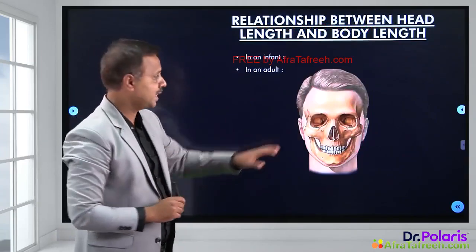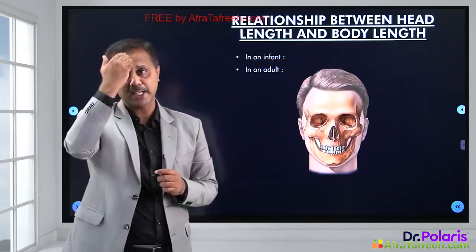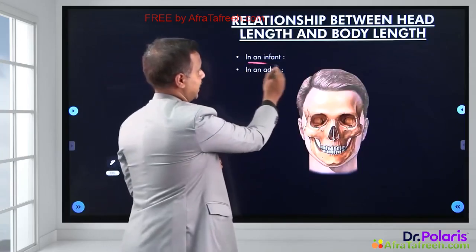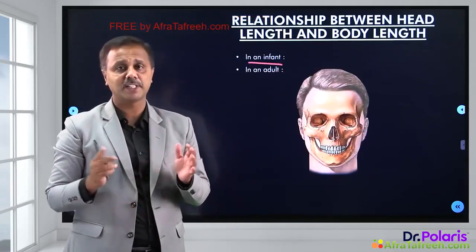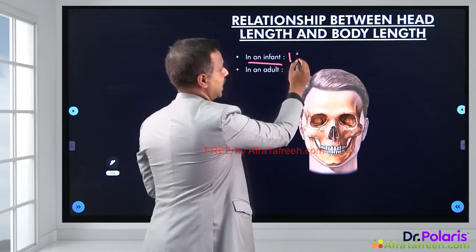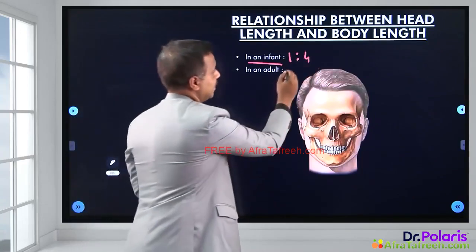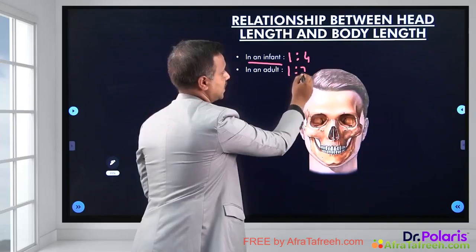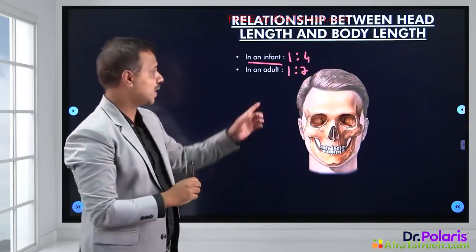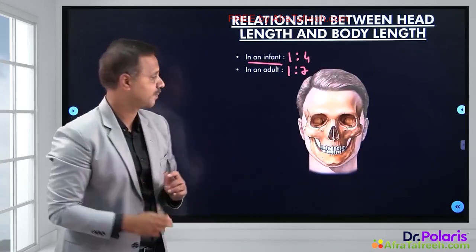What is the relationship between the head length and the total body length? There is an interesting correlation between the entire head length and the length of the entire body. In case of an infant, a newborn within the first year of age, the ratio of head to the entire body length is about 1:4. Whereas this in adults will increase to 1:7. So the head height gradually decreases as we grow. This is one important relationship between the head length and the body length that we should be aware of.